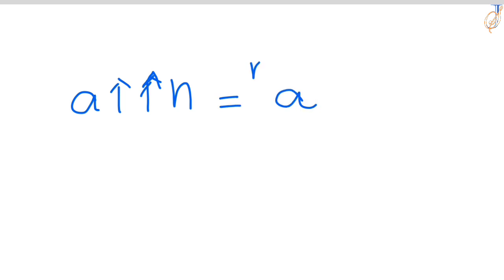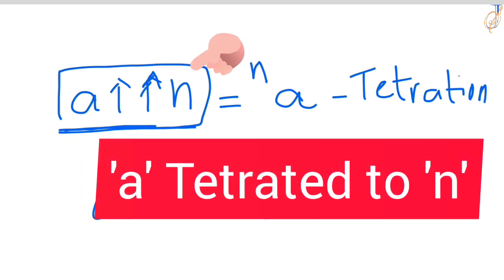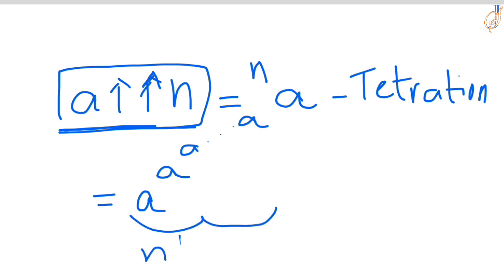It is denoted as A tetrated to n. That means A, two up arrows, n. This you write like this. The n you write in the power on the left hand side. This is tetration. But in exponentiation, the power you write on the right hand side. This is exponentiation. This you read as A tetrated to n. That means you have to write A in the powers up to n times.